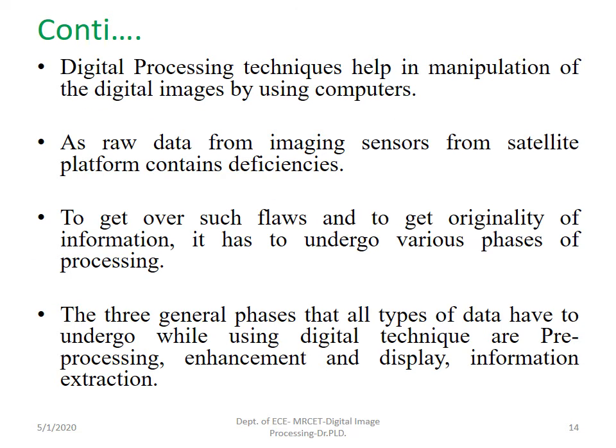Now, digital image processing techniques help in manipulation of digital images by using computers. As raw data from imaging sensors from satellite platforms contains deficiencies, to get over such flaws and to get originality of information, it has to undergo various phases of processing. The three general phases that all types of data have to undergo while using digital techniques are pre-processing, enhancement, and display information extraction.